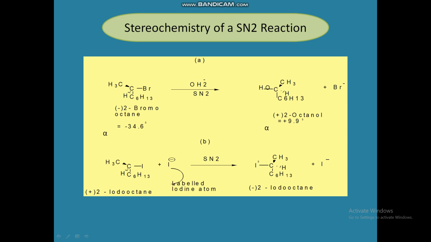So this proves that the SN2 reaction occurs by backside attack, otherwise the loss of optical activity cannot be justified. That is the equation with the labeled iodine atom and 2-iodooctane. Here, due to the formation of the negative isomer and positive isomers, racemization takes place, which leads to the loss of activity.